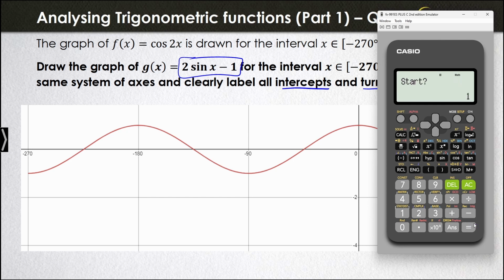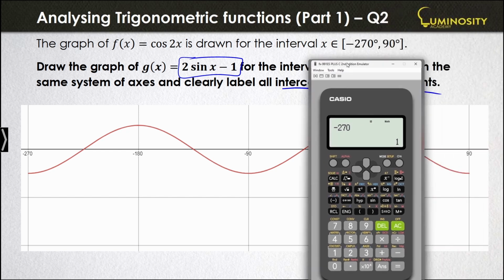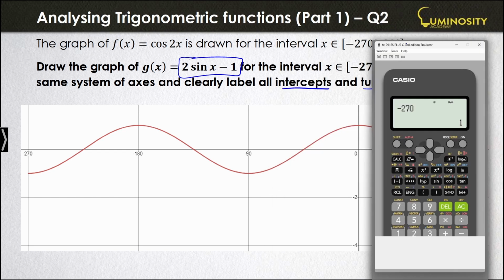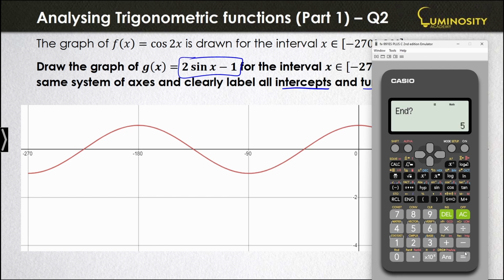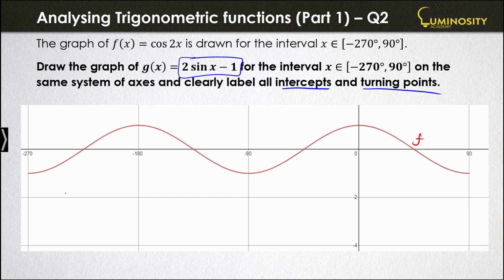Okay, we don't have a second function. We're drawing from negative 270 and it goes all the way up to 90 degrees. Okay, end at 90. And the steps we're going to take, I always go default as 30 degrees. I mean, the spacing given on the graph is an indicator of what you can do, but I like to put as much information as possible to get as accurate a sketch as possible.